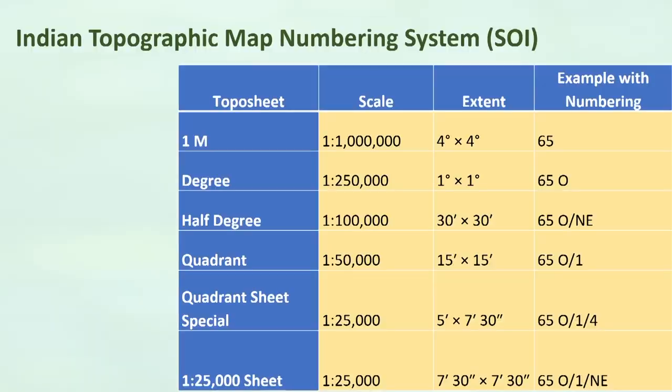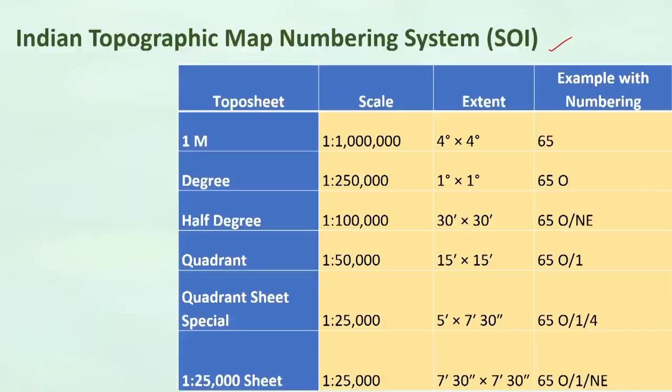So, now I want to convey to you, there are various types of topographic sheets prepared around the world at various scales. Okay. Usually we use 1:50,000 scale, meaning 1 centimeter in the map will represent 50,000 centimeters on the ground. Clear? Yes.